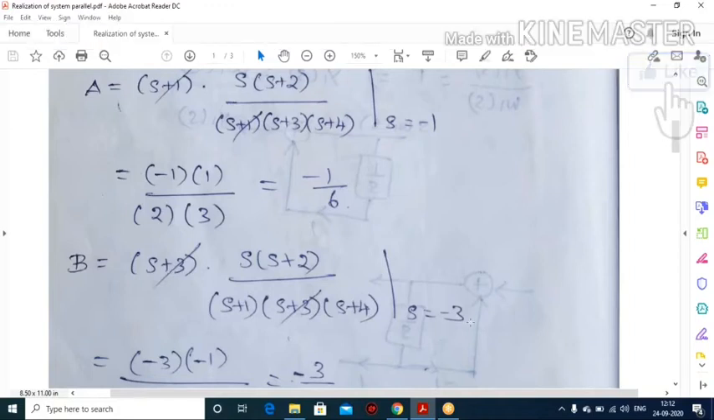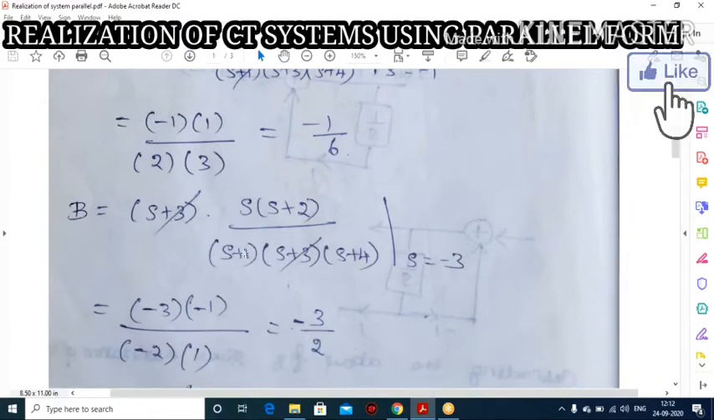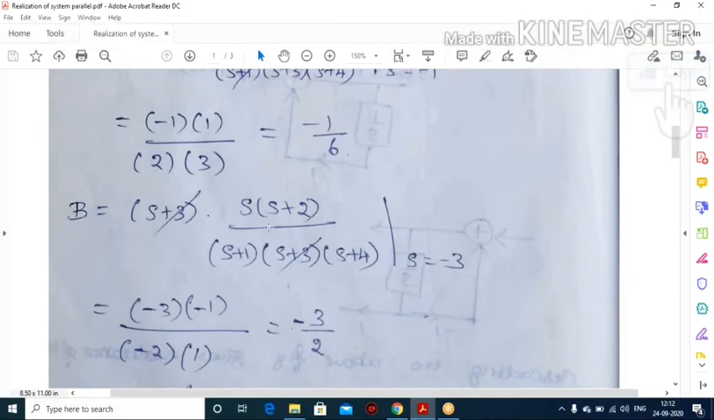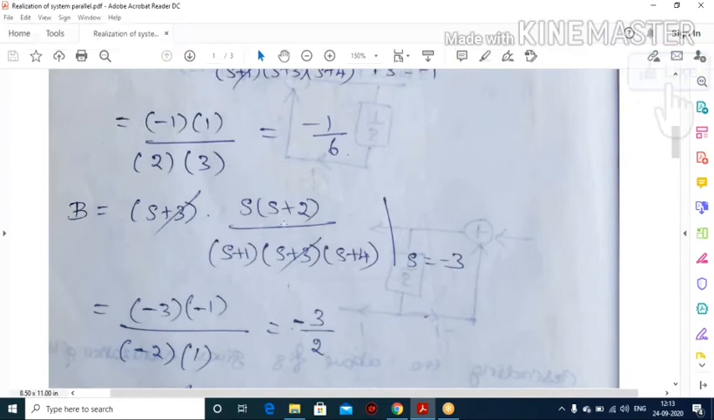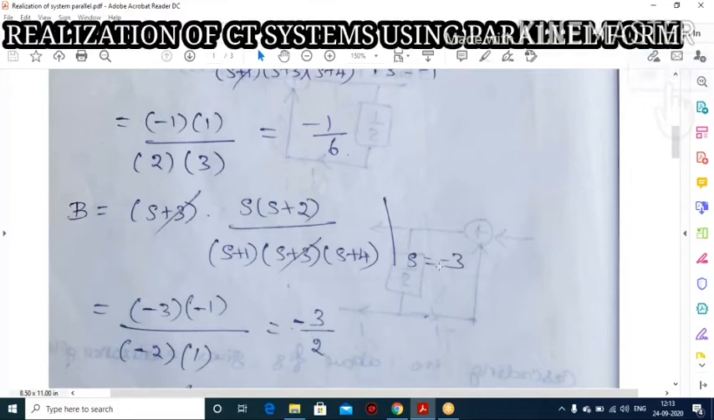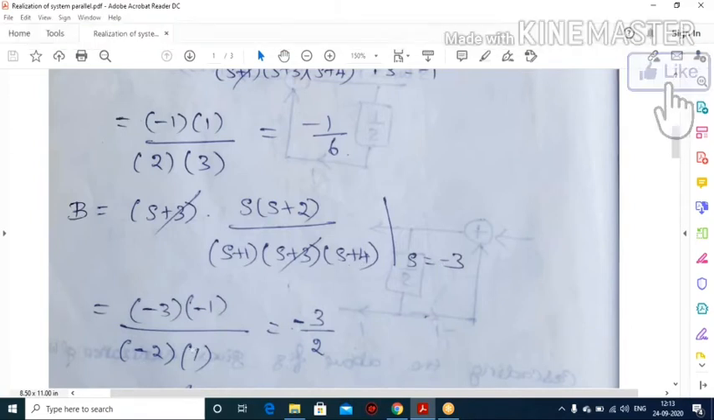Now I put here S equal to minus 3. S plus 3 and S plus 3 cancel out. So finally you get S into S plus 2 divided by S plus 1 into S plus 4. Now substituting S equal to minus 3 in this system transfer function, what do you get? Inside the box you have minus 3 plus 2, which is minus 1. So I put minus 1 divided by, minus 3 plus 1, minus 2. In this box I put minus 3, so 4 minus 3 becomes 1.